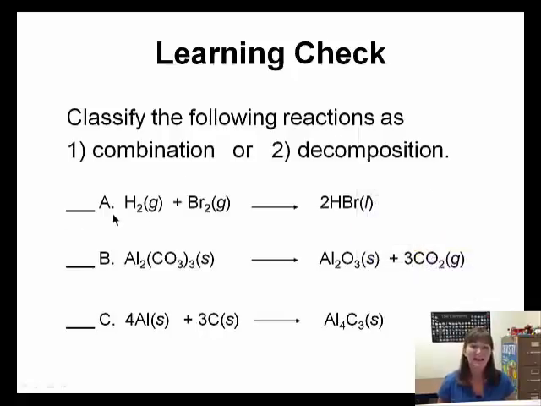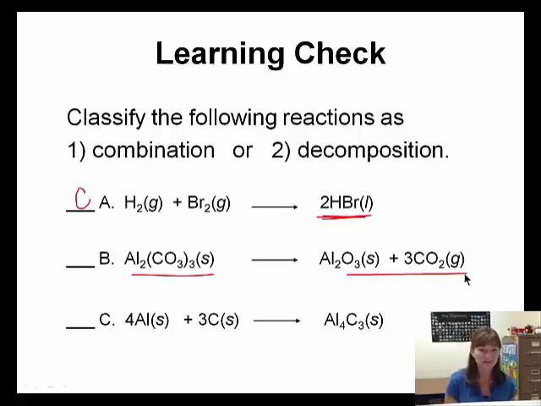Okay, when I look at A, I see 2 things on the left but only one on the right. This is my giveaway. Only one thing on the right means that we have a combination reaction. My hydrogen and bromine are combining to make hydrogen bromide. When I look at B, I only see one element on the left, or one compound on the left that's breaking up into some smaller compounds, so that is going to be a decomposition.